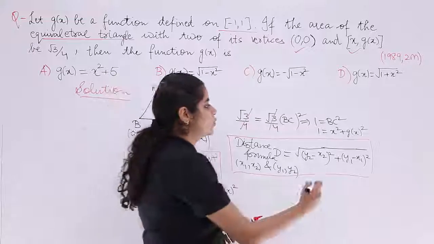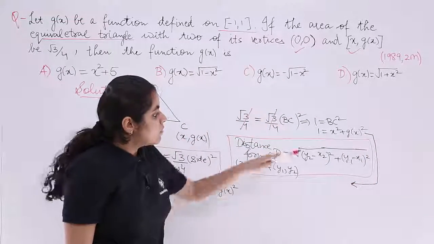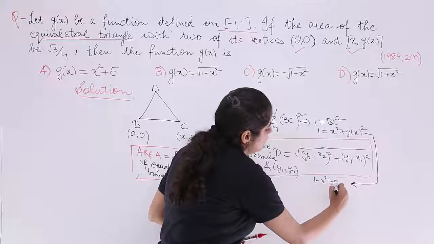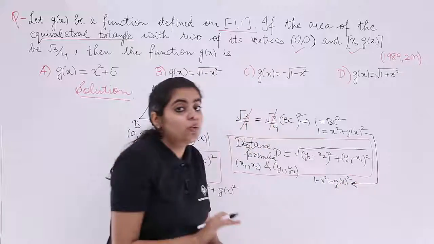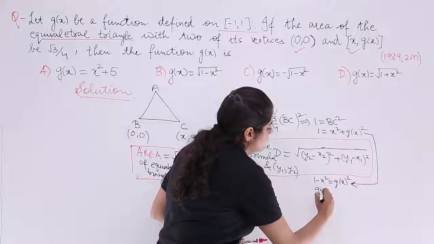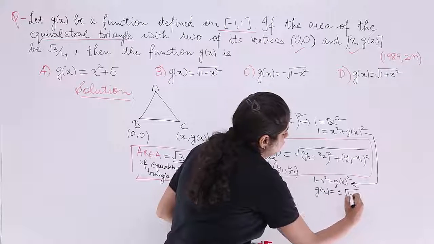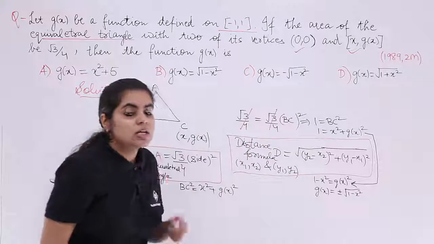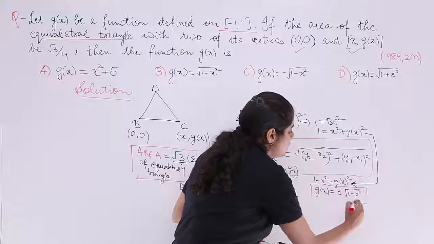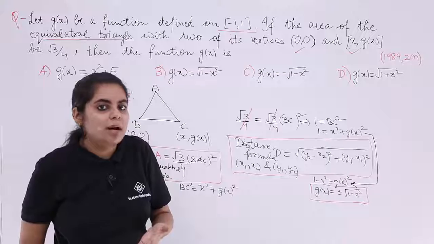Let's continue the solution downwards. I am making an arrow symbol to proceed. 1 minus x square is equal to g(x) square. I don't need g(x) square, I need only g(x). So what is g(x)? g(x) is basically plus minus under root 1 minus x square. So plus minus under root 1 minus x square, this is my answer. That means either it can be of plus sign or it can be of minus sign.